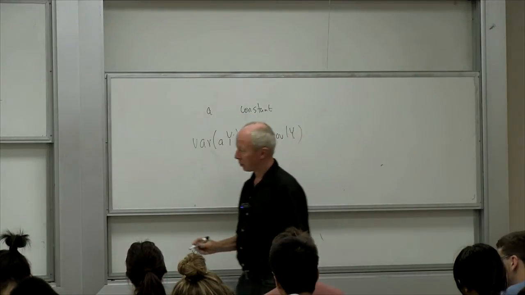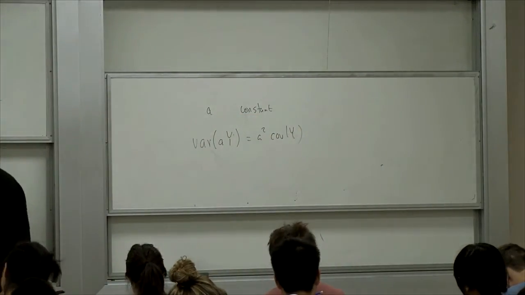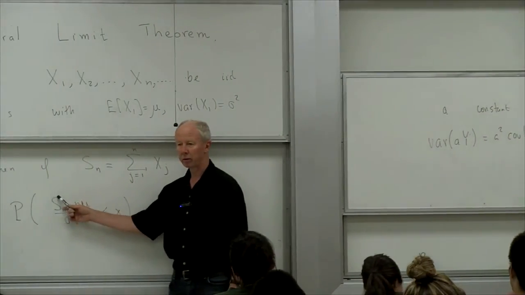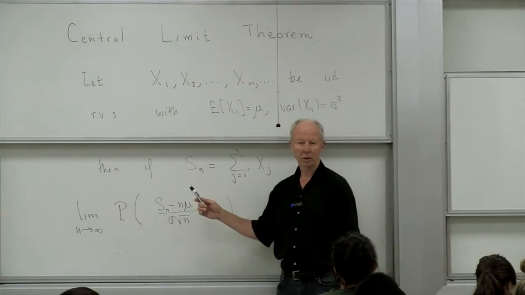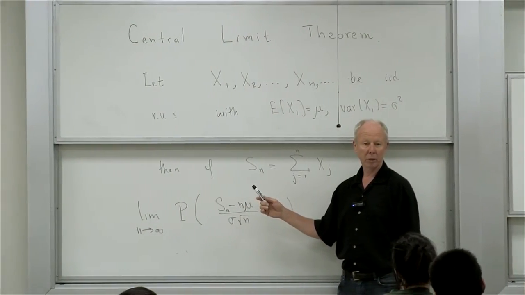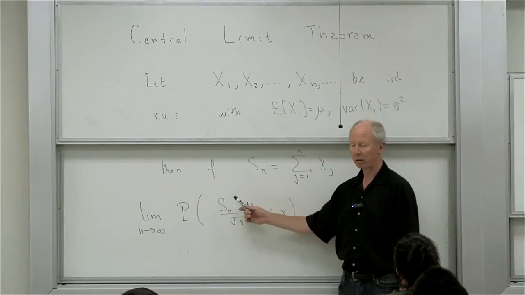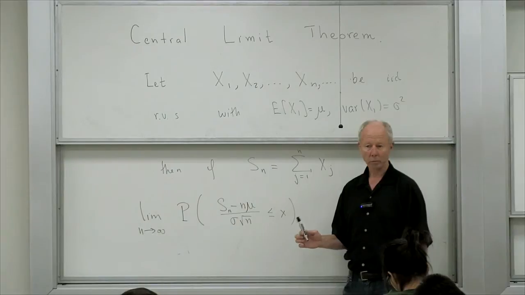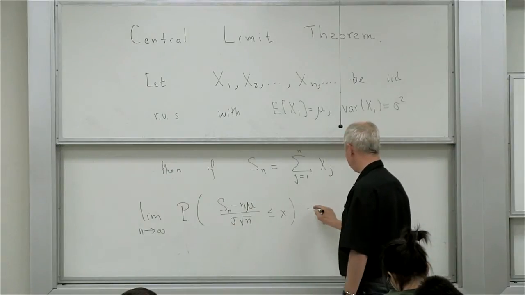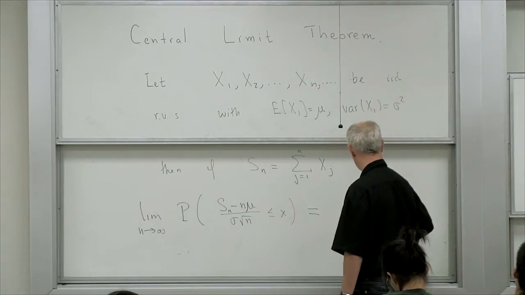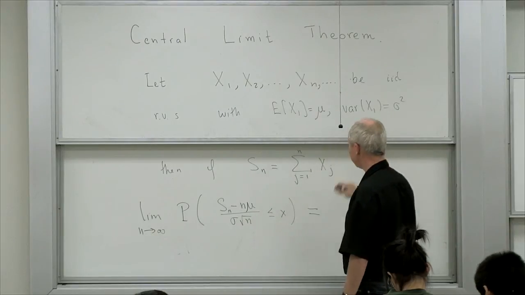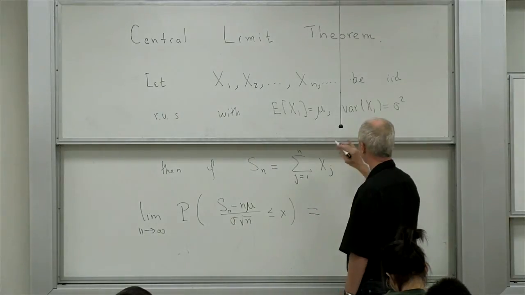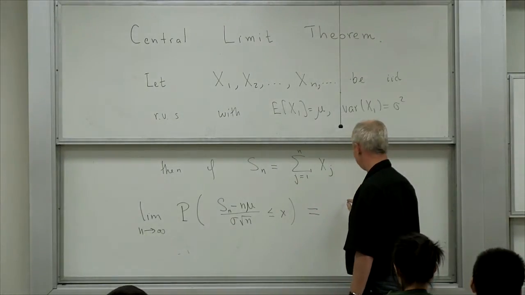So the variance of this would be 1 over sigma squared n times the variance of the numerator. What's the variance of the numerator? Sigma squared n. So the variance of this thing is 1. So this random variable has mean 0 and variance 1. And the remarkable thing is that as long as this and this happen, and they're independent and identically distributed, it doesn't matter what the distribution is, this will converge to that.